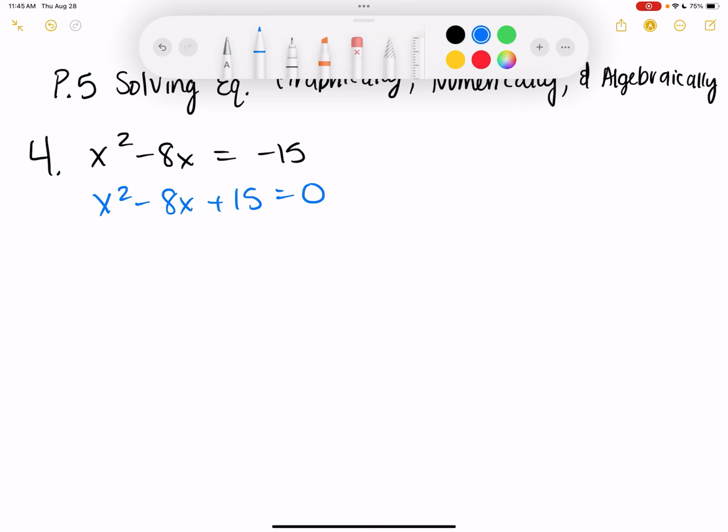Yep, negative 5, negative 3. So x minus 5 and x minus 3. So the intercepts then are, set each piece equal to 0 and solve. The intercepts are at x equals 5 and x equals 3.